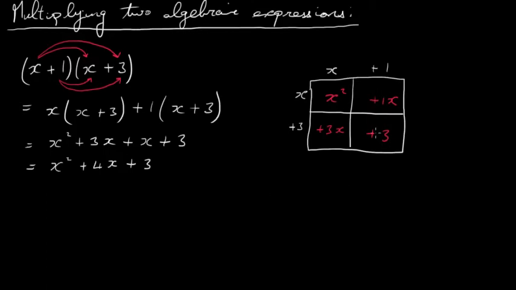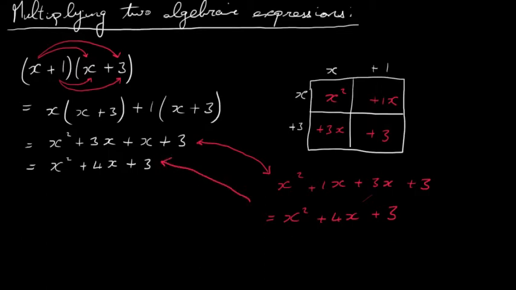Now when I take all of these and just write them down, we'll start at the top. We've got an x squared, a plus 1x, a plus 3x, and a plus 3. You can see that this line is actually the same as this line here. Now let's do the last line. All we've got to do is add these two here. They're like terms, so we can add them. So we can just write down x squared plus 4x, since 1x plus 3x gives us 4x, and then we've got a plus 3 here. So that's exactly the same as our last line here. So this is the standard method, and this is the area model method.